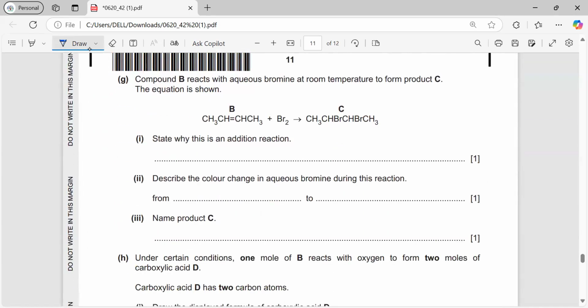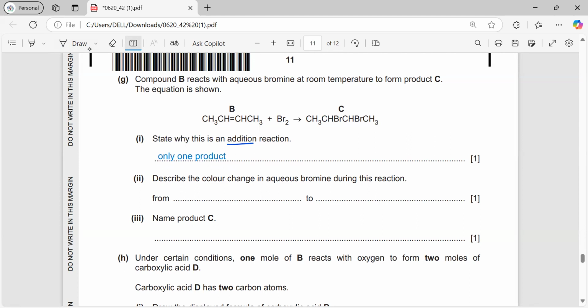Compound B reacts with aqueous bromine at room temperature to form product C. The equation is shown. State why this is an addition reaction. In an addition reaction, there is only one product. So this is an addition reaction because there is only one product formed.